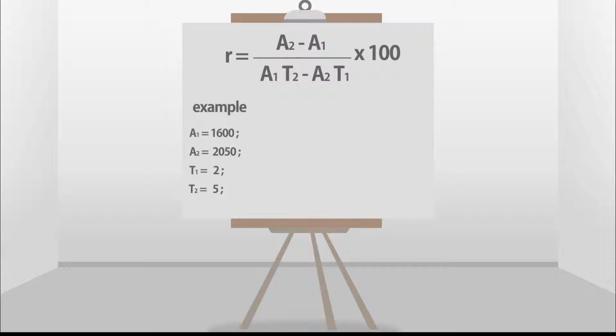We can find R using the relation R is equal to A2 minus A1 divided by A1 into T2 minus A2 into T1 into 100. Substituting the values, we get R is equal to 2050 minus 1600 divided by 1600 into 5 minus 2050 into 2 into 100, which implies R is equal to 11.53%.